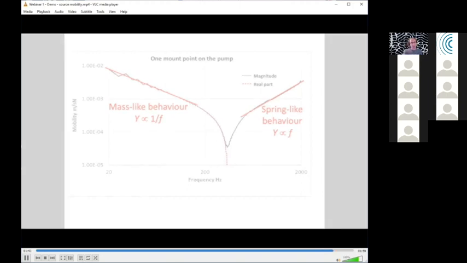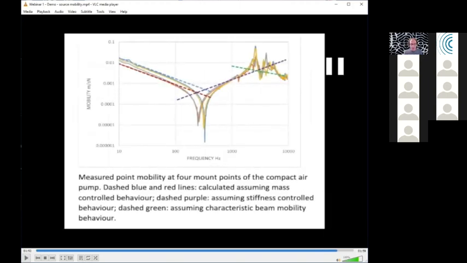So this just sort of reminds us of the potential to use very simple models to try and explain rather complicated devices. Now, we mentioned before that there are 4 fixing points. So here are measurements of the driving point mobility at each of those 4. Now they come in pairs, and Barry has prepared this graph.